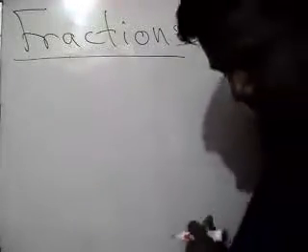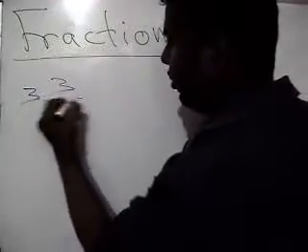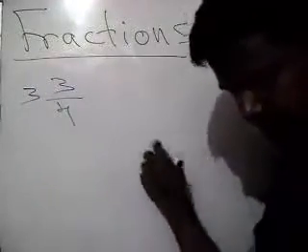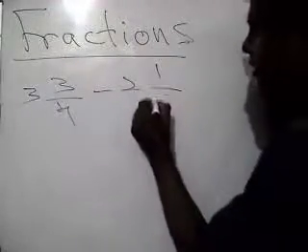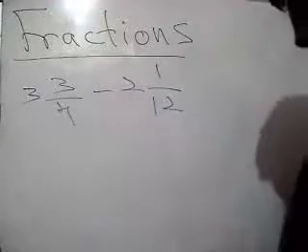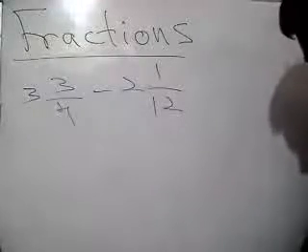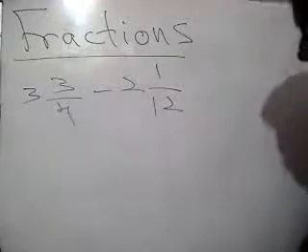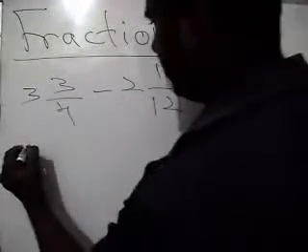So we have 3 and 1 over 4 minus 2 and 1 over 12. First, let's take the two whole numbers. 3 minus 2 is 1.